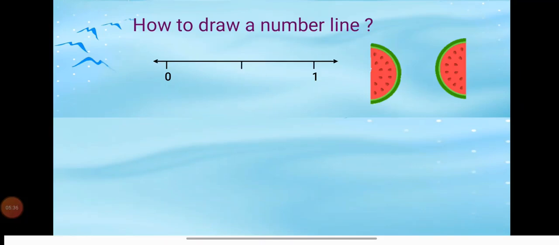So now I have made 1 by 2, which is marked in between 0 and 1, where 1, which is a numerator, denotes that part of a whole, and 2, which is a denominator, denotes the total number of parts of a whole.